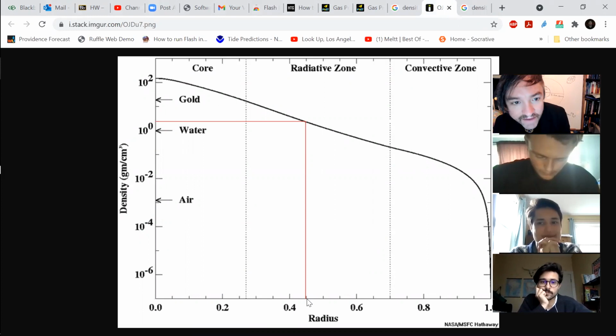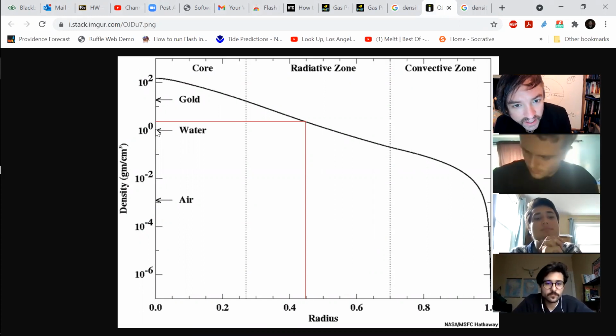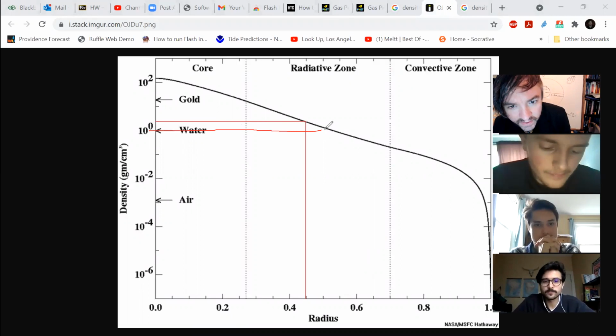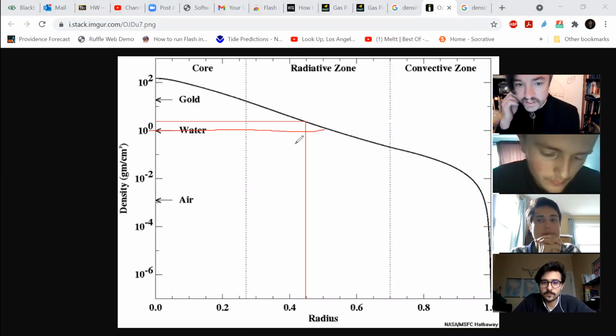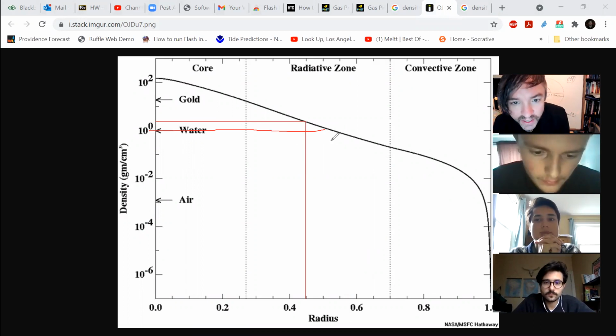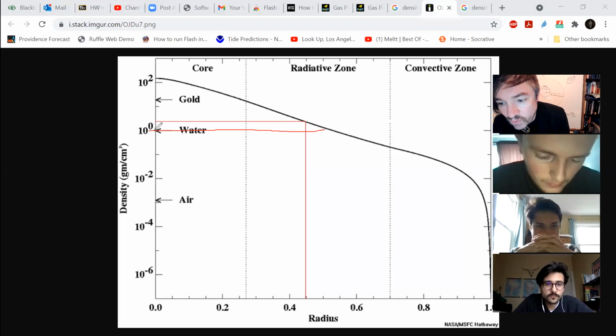By the time we get to half the sun's radius, here's water. You guys know what 10 to the power of 0 is, right? It's 1. And famously, water has a density of 1 gram per cubic centimeter. They designed density to work like that, okay? Water is a good reference point. So by the time you get to roughly half the sun's radius, the density has gotten to be about that of water. Look what happens as you get in towards the core of the star.